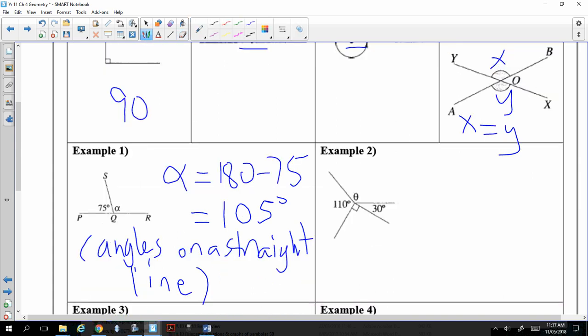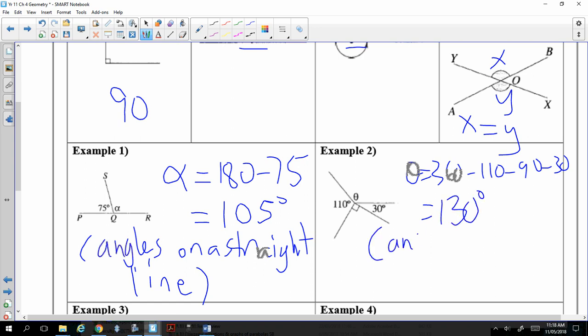To find theta, you go 360 minus all the other angles. If you do that, what do you get? You get 120, 230. What's left over? 130, isn't it? So you give a reason: angles at a point, because at a point they add up to 360. All right, straight line 180, a point 360.